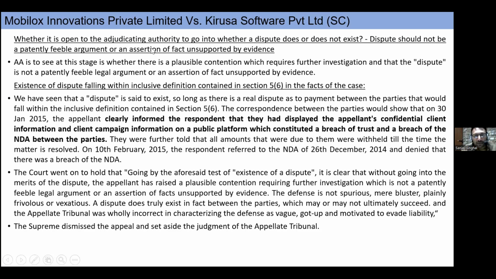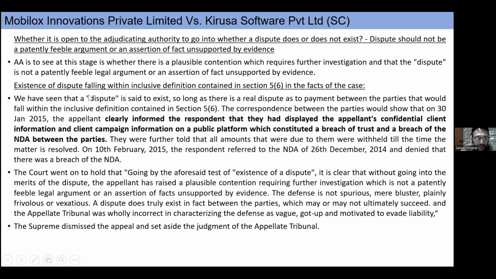One of the grounds taken was that the adjudicating authority cannot go into that detail. Can it go into the detail of whether the dispute exists or does not exist? So the Supreme Court held that the adjudicating authority has to see at this stage whether there is a plausible contention which requires further investigation, and the dispute is not a patently feeble legal argument or an assertion of fact unsupported by evidence. So the Supreme Court held that it has to see that the dispute which has been raised is supported by the evidence, and it is a legal argument and the dispute genuinely exists. So the adjudicating authority has to ensure that.